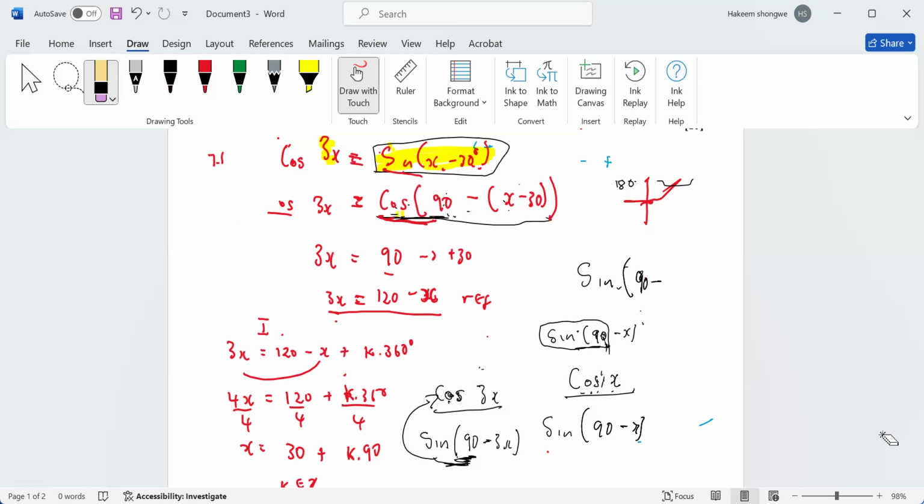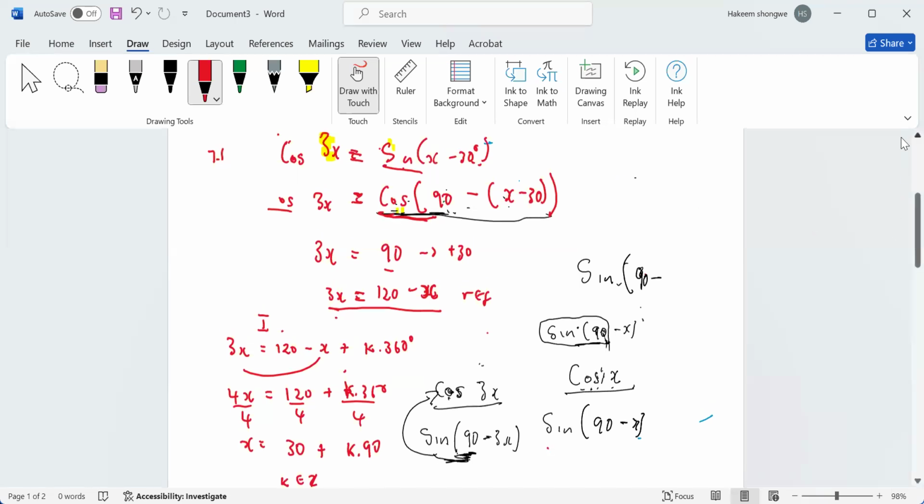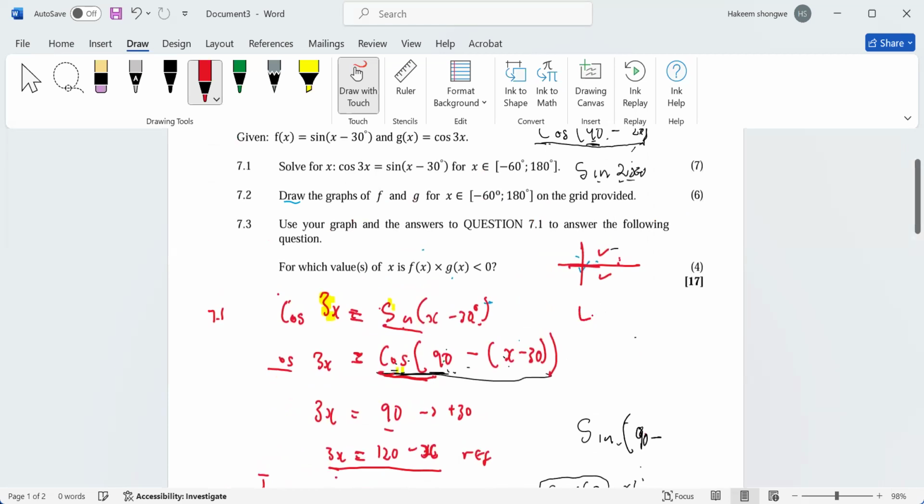Is that fine? Yes. Maybe this confuses your problem. This thing, I'm very sure, can be taken as a single angle. If it's complicated for you, you can say let it be k. Let's try it this way. If you say let x minus 30 be equal to k, meaning that instead of having this here, I can write it as something like this.